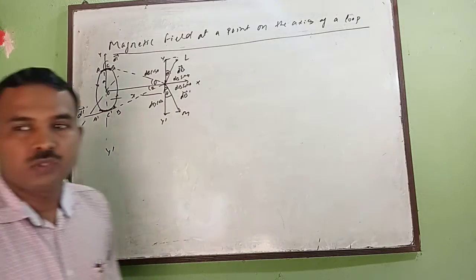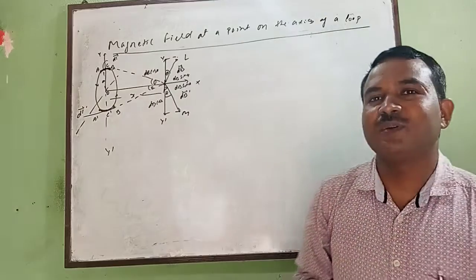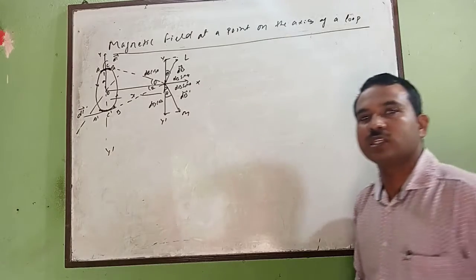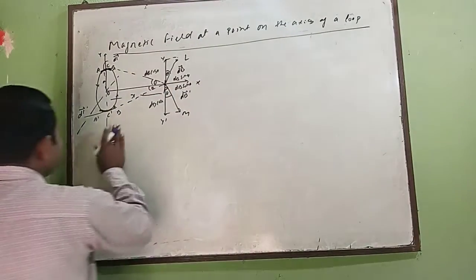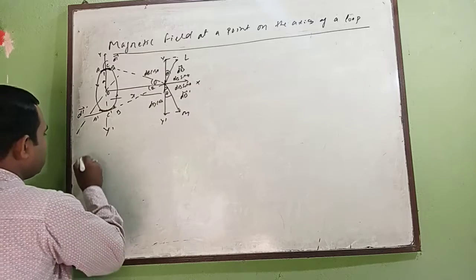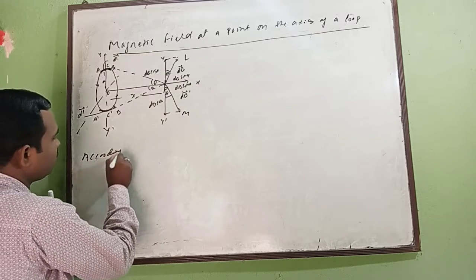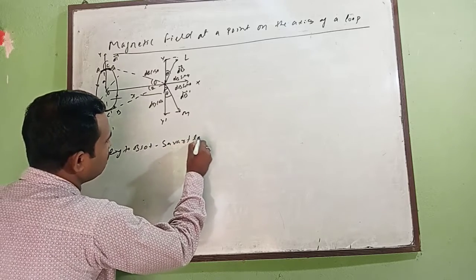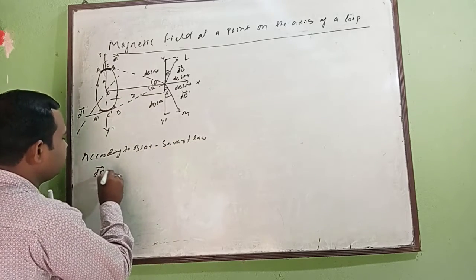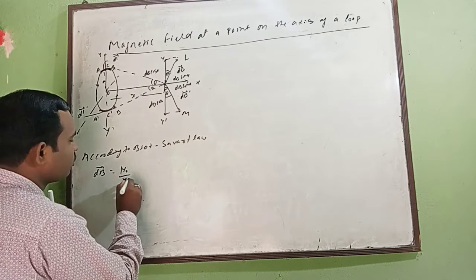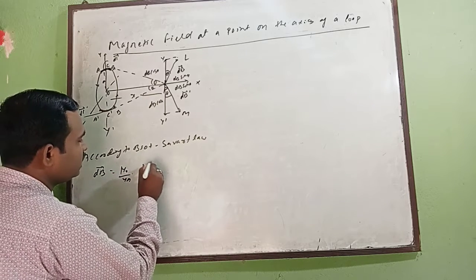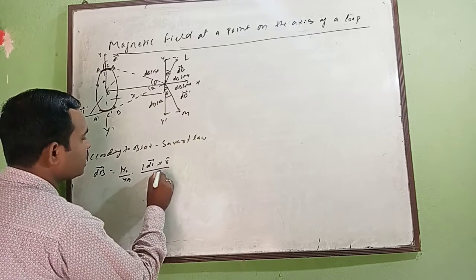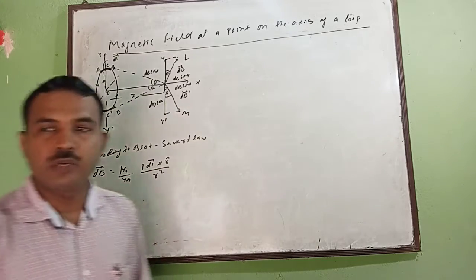Now you will find out the magnetic field. How will you find out the magnetic field due to this circular loop on the axis? Already we have discussed Biot-Savart's law. What is Biot-Savart's law? According to Biot-Savart's law, we have dB equal to mu naught by 4 pi into I dl cross r cap by r square, where r is the distance. This you will take. Okay, very good.